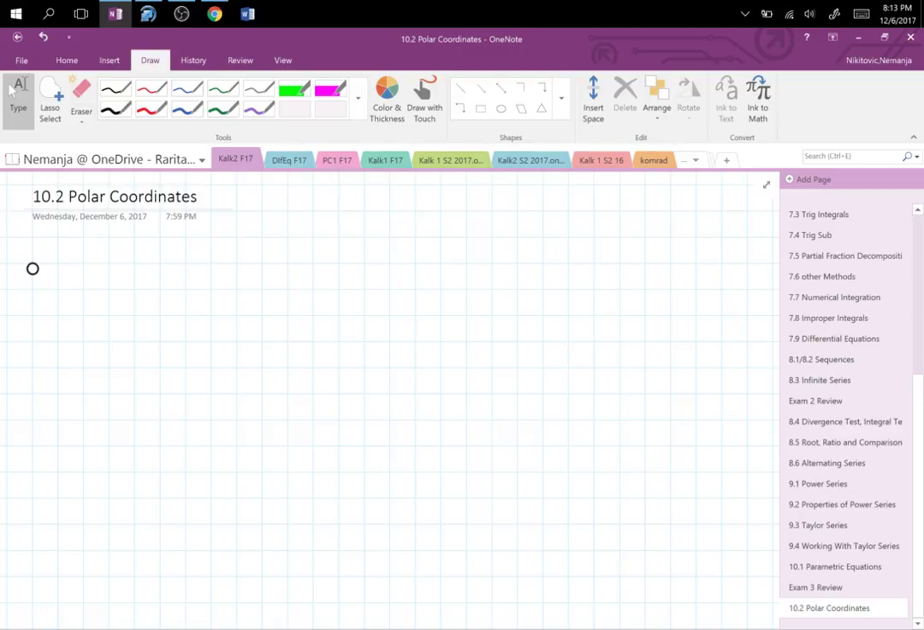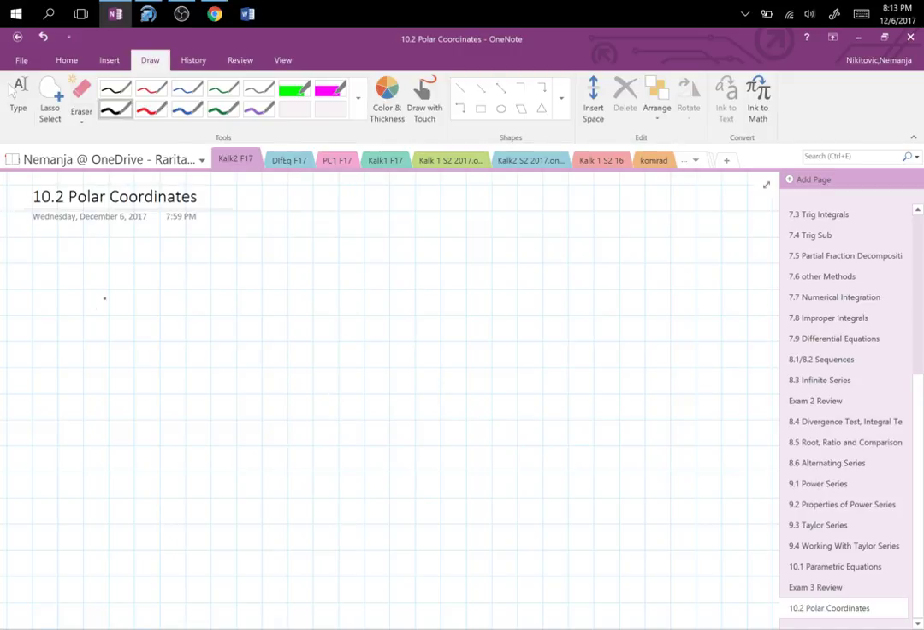Now, polar coordinates are operating on the xy plane. We still have a point in space, but polar coordinates are going to reach that point in a different way than what you used with Cartesian xy coordinates.